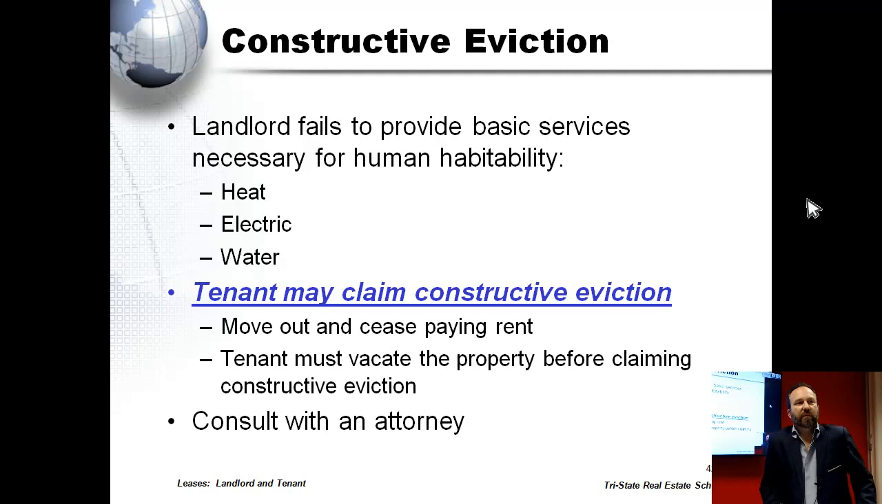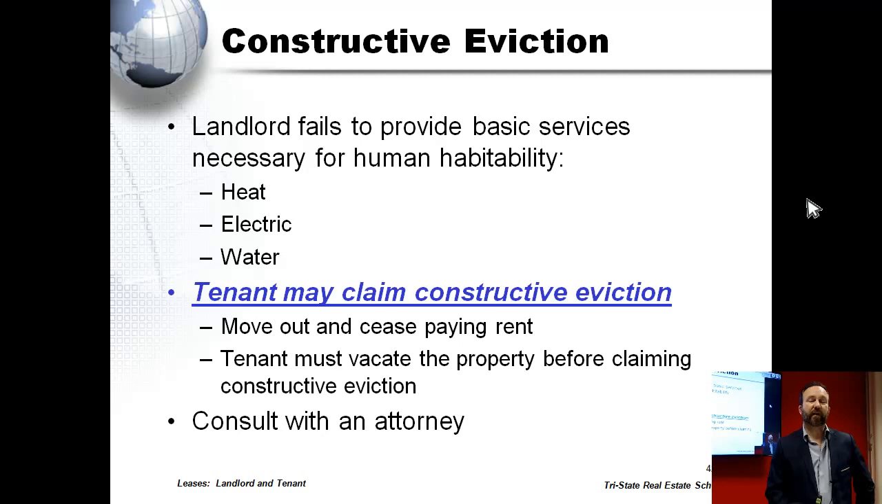Constructive eviction, what does that mean? It means the landlord fails to provide basic services necessary for human habitability. If the heat's not adequate or it's turned off, or the electric's turned off or not adequate, or if there's no water, the tenant may claim constructive eviction, which means they may move out and cease paying rent.